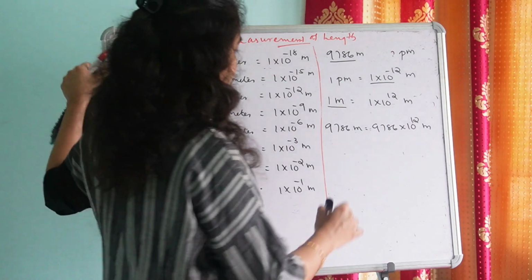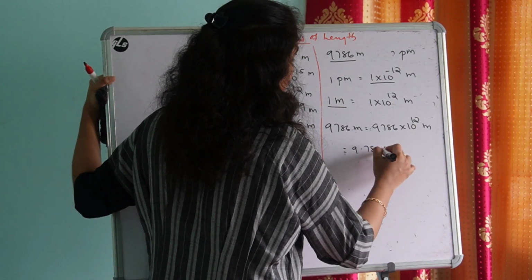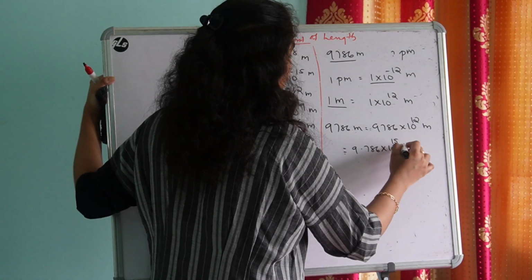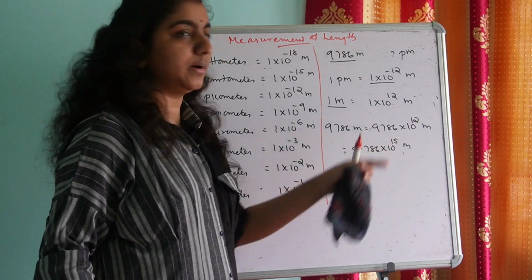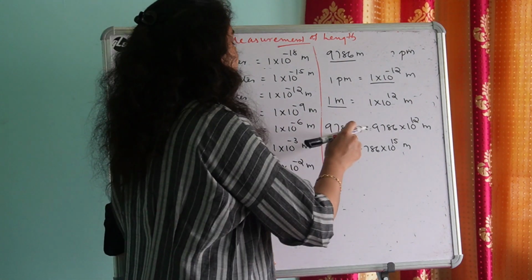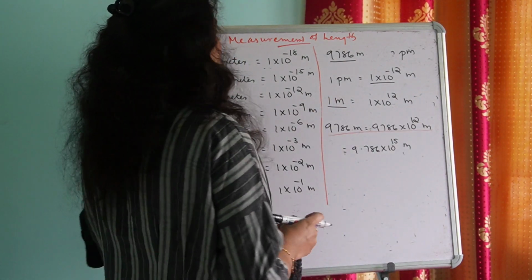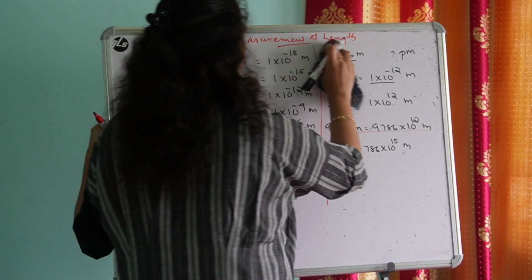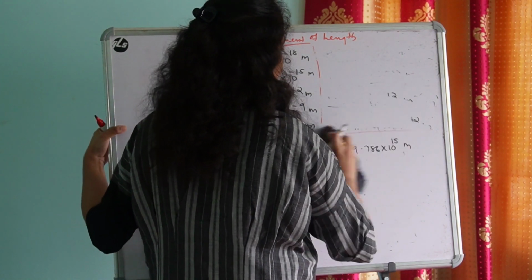It can be otherwise written as 9.786 into 10 power 15 meter. 9.786 into 10 power 15 meter. Yes. Is it clear? Is it clear up to the second last step? Is it clear? Yes. So let's see one more example of the same type.